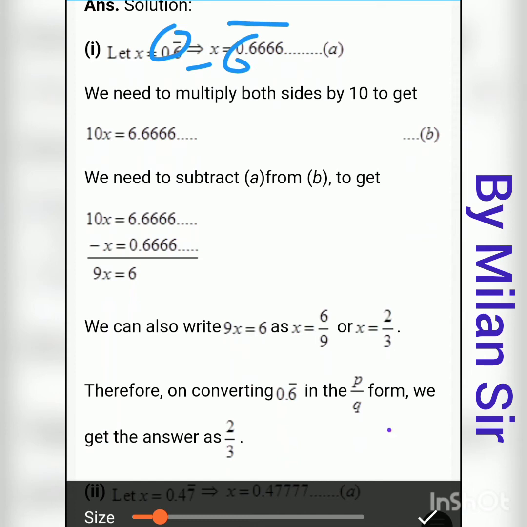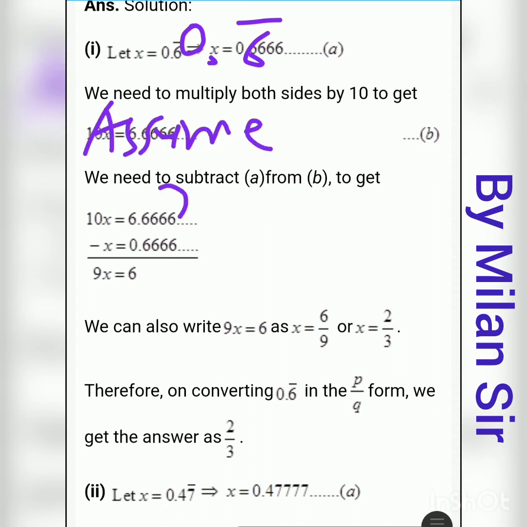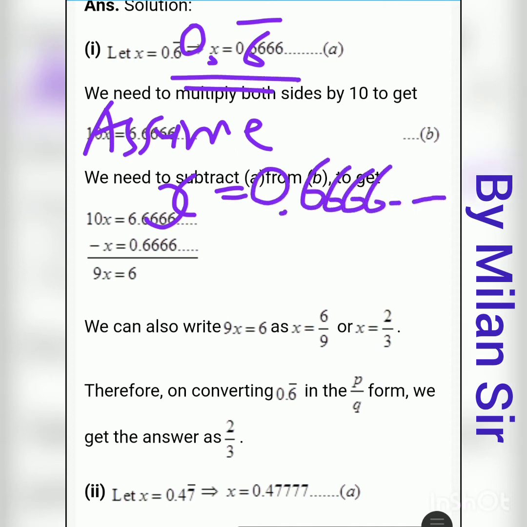So here first of all, whatever the question is, we need to assume it as x. Okay, 0.6 bar. So assume x is equal to 0.6 bar, that means 0.66666 continuing, right? So the original question we need to assume as x. Okay, so assume x is equal to 0.66666.